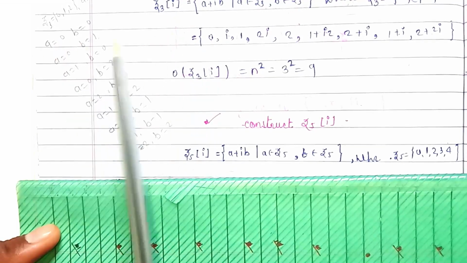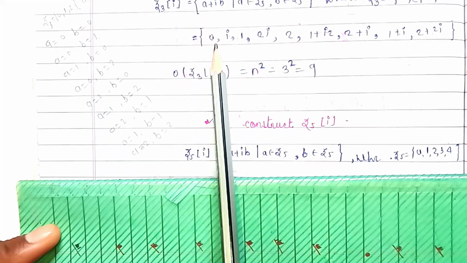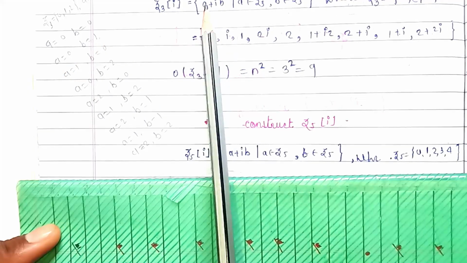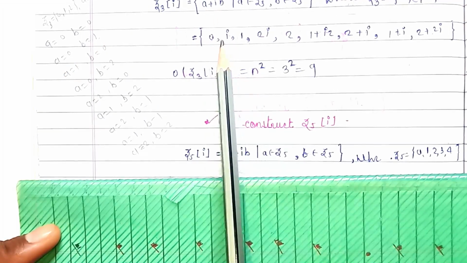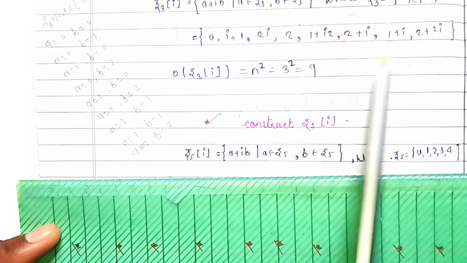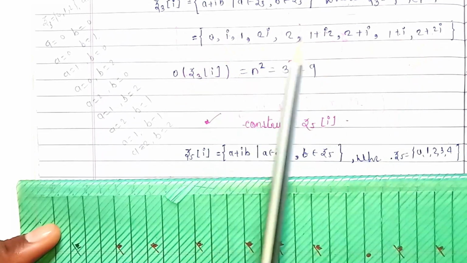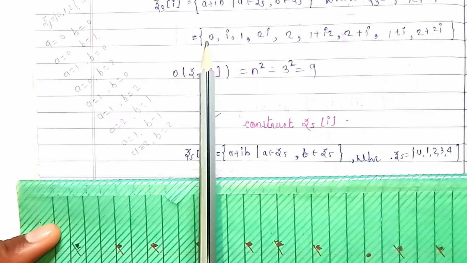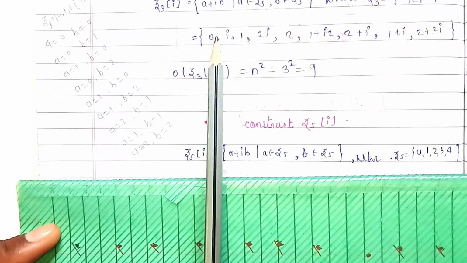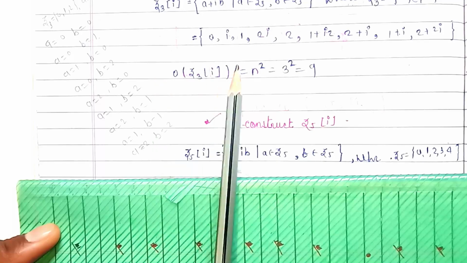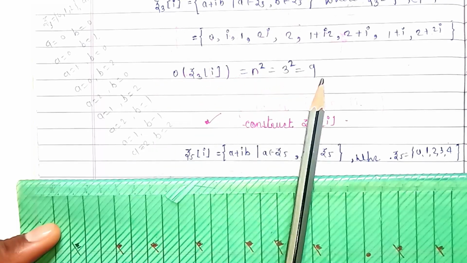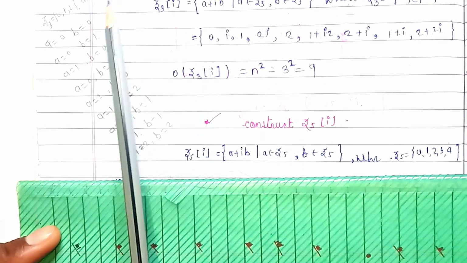So if A0, B0, we'll get 0 plus 0I, which is 0. Then A0, B1, that means 0 plus 1I, it will be I only. So similarly apply it for the remaining elements too. You will get the elements of Z3I, and the total number of elements, which is the order of Z3I, is 9. You may count it, there are a total of 9 elements there. So the order of Z3I is 3 square, which becomes 9. Okay, so this is the construction of Z3I.